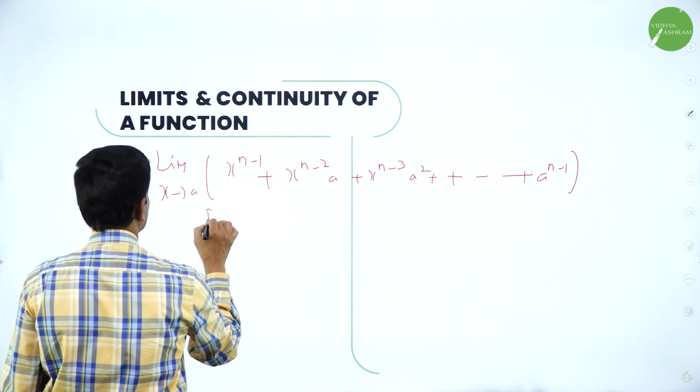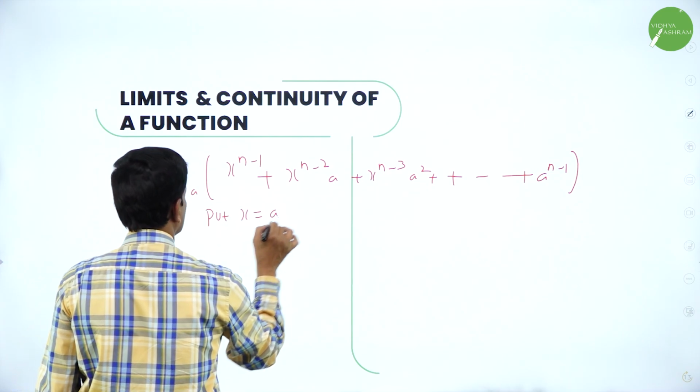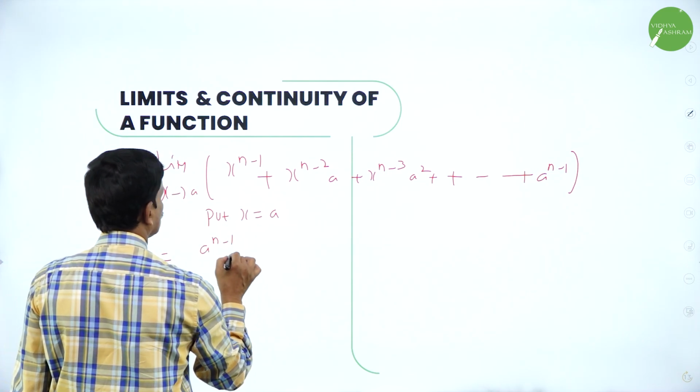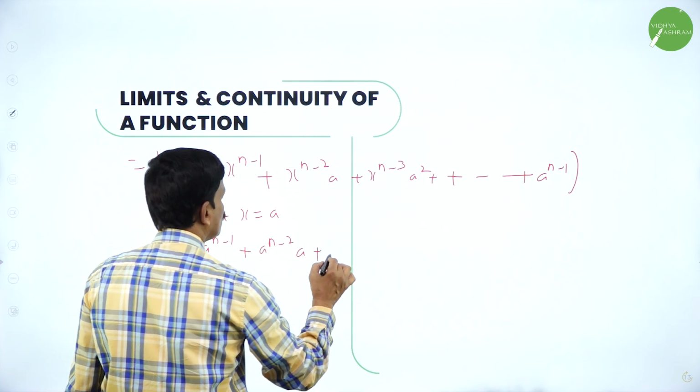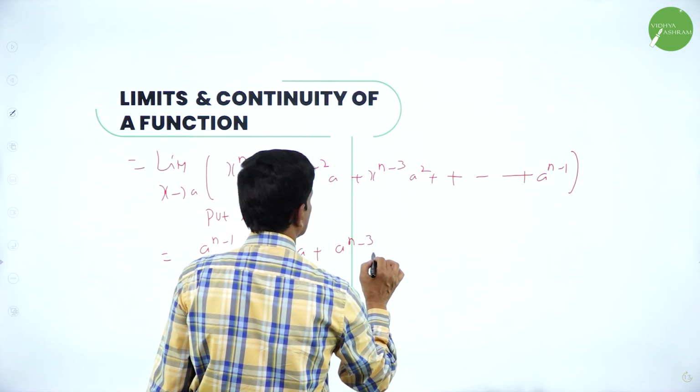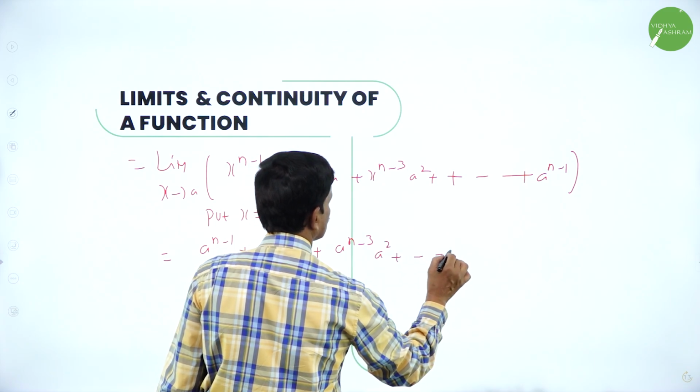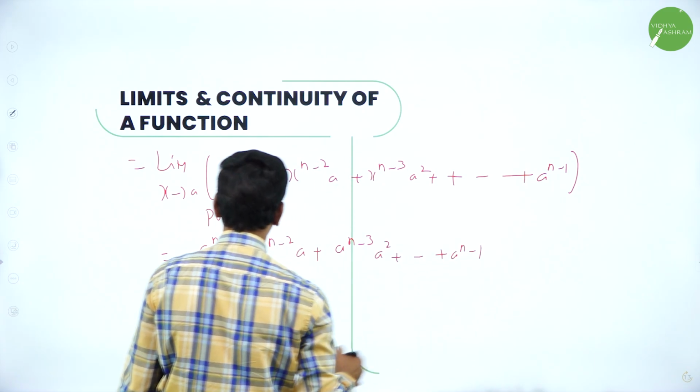Put x is equal to a. If you put x is equal to a, this is a to the power of n minus 1, a to the power of n minus 2 into a plus a to the power of n minus 3 into a square plus etc. a to the power of n minus 1.